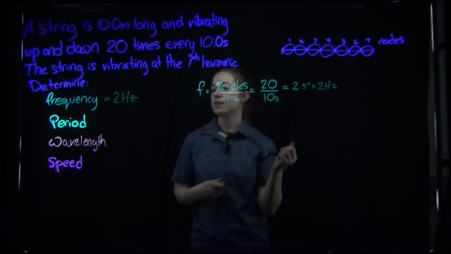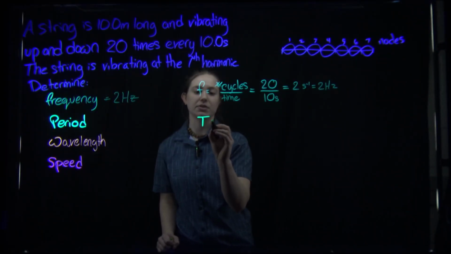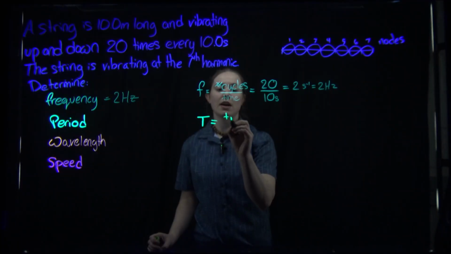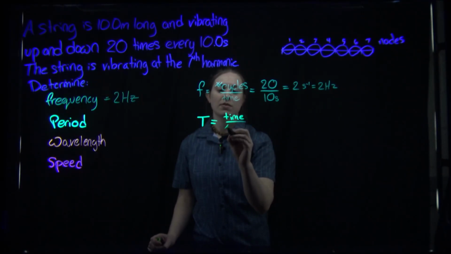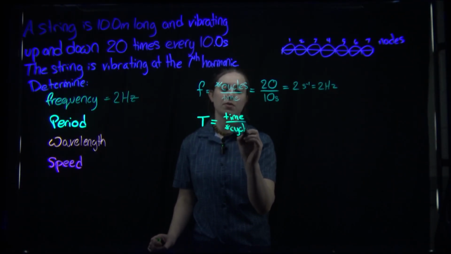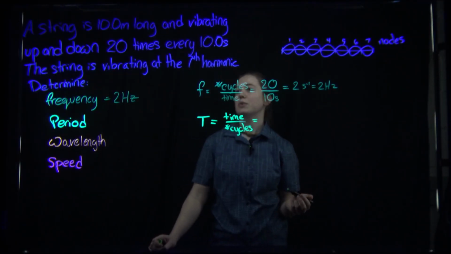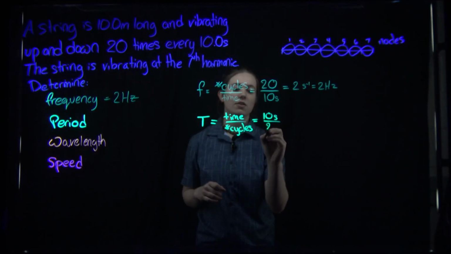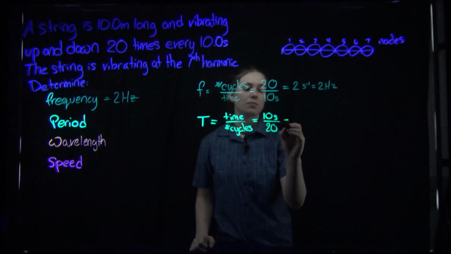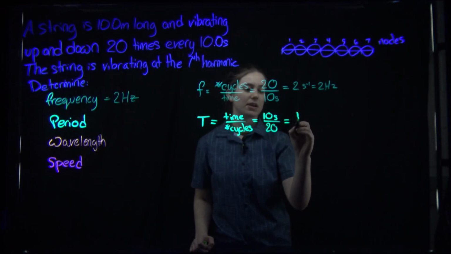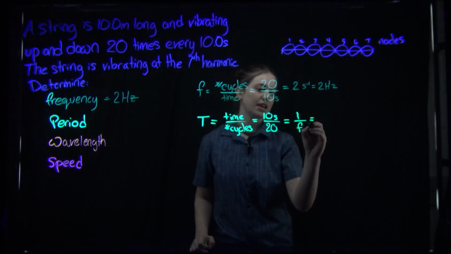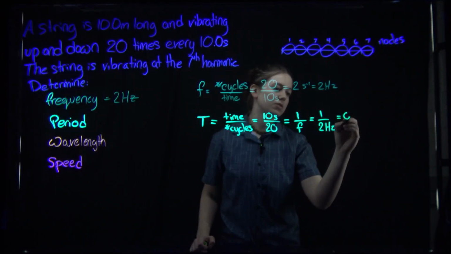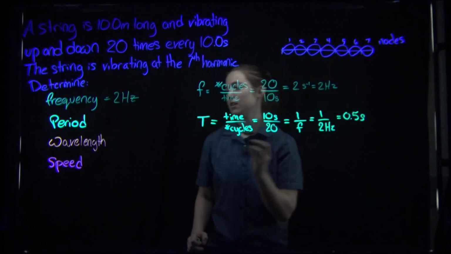Now, period, we use a big capital T to denote period, and period is time over the cycle. So if we didn't need to find frequency, we could just find period by dividing 10 seconds by 20. But since we have the frequency, we can also write 1 over the frequency, so 1 over 2 hertz, which is equal to 0.5 seconds.